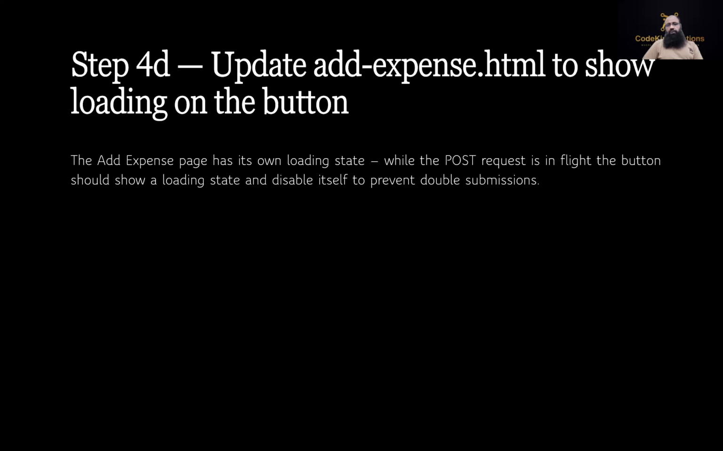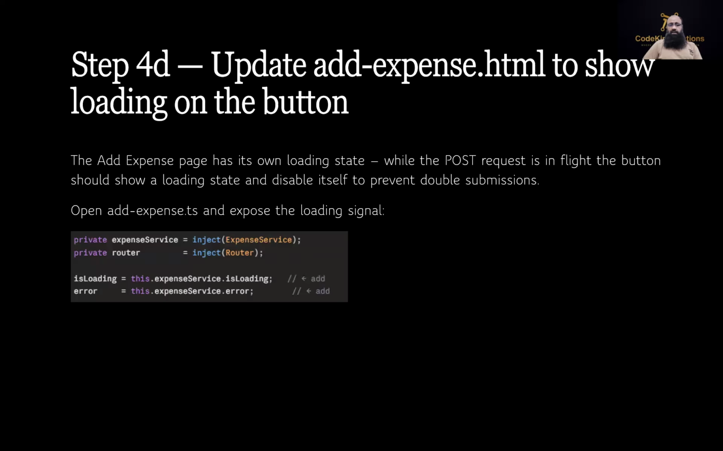So what we need to do, when the add expense is going to add any expense, it is going to have its own state, because while the post request is in flight, the button should show a loading state and disable itself, because we can't be adding other expenses while one is getting saved. So in this way, we need to change add expense in a different way. So let's just add this to the add expense TS file as well.